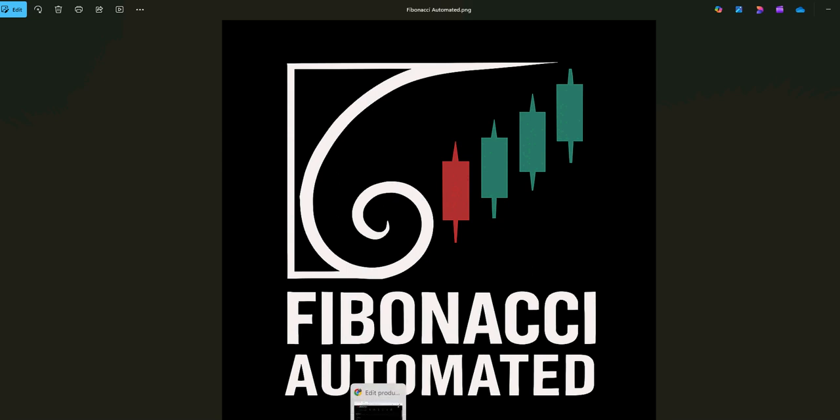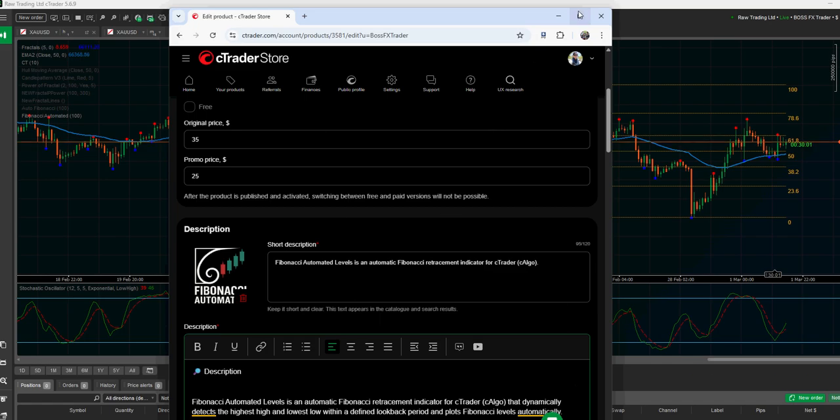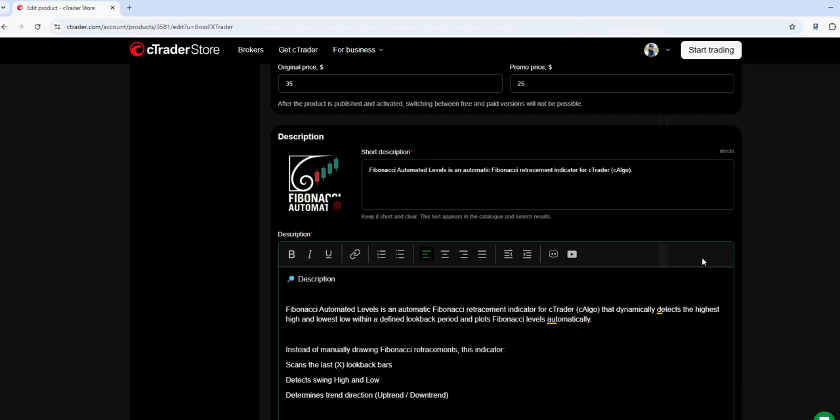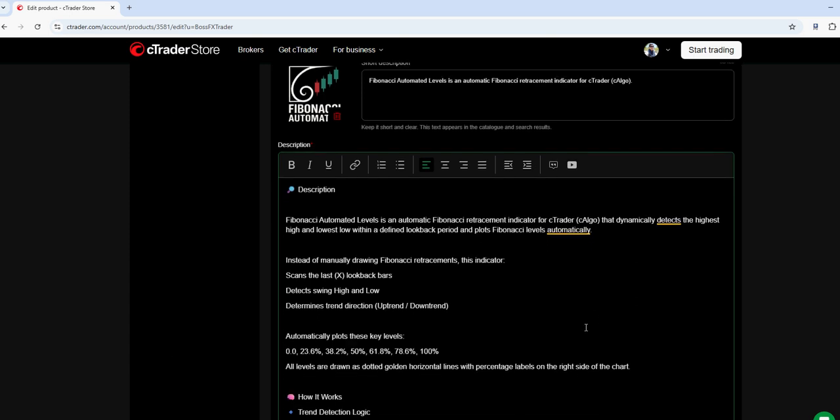And the price for this, let's talk about this one. The Fibonacci automated levels is an automatic Fibonacci retracement indicator for cTrader Algo that dynamically detects the highest high and lowest low within a defined lookback period and plots Fibonacci levels automatically on the chart.